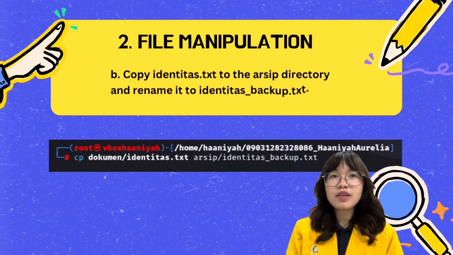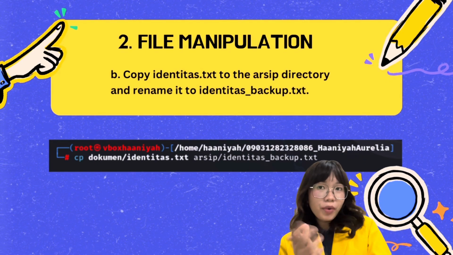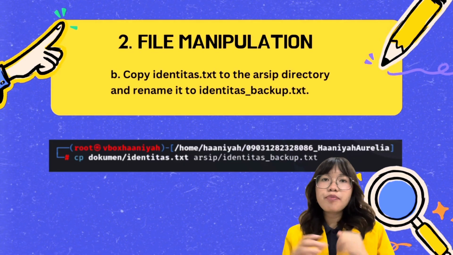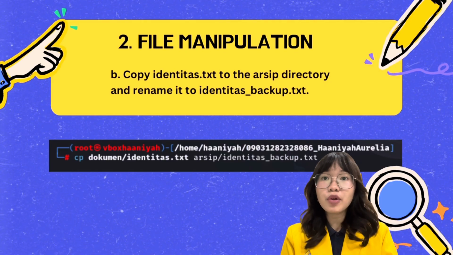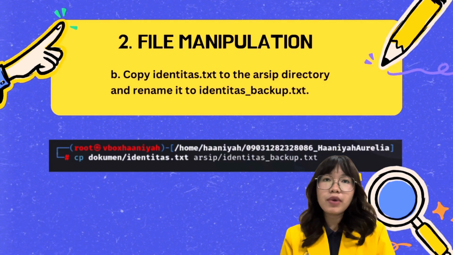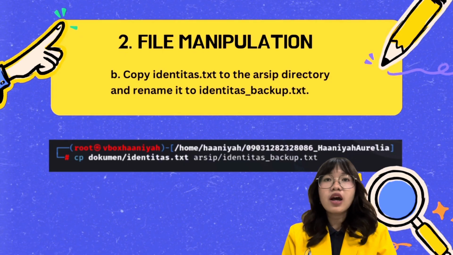B. Copy identitas.txt to the arsip directory and rename it to identitas_backup.txt. To copy the file, we will use the command cp or copy document/identitas.txt arsip/identitas_backup.txt. The cp or copy command is used to copy a file from one location to another, renaming it to identitas_backup.txt.